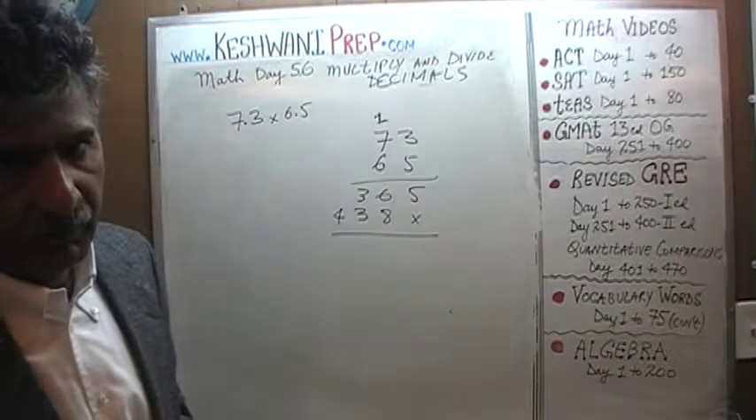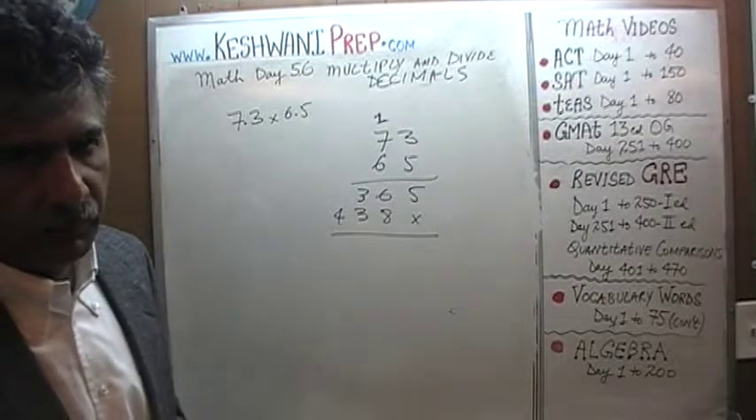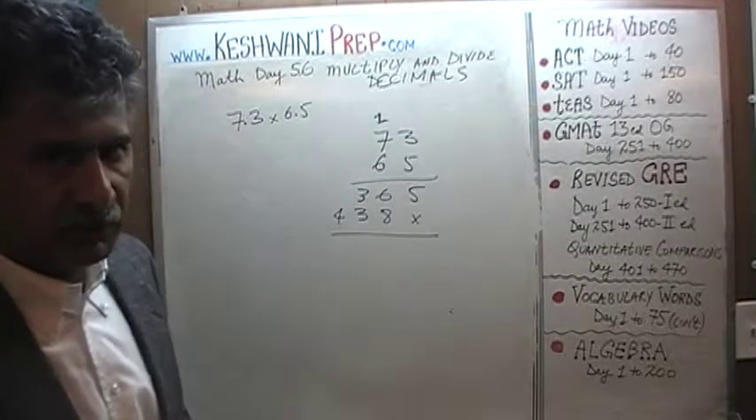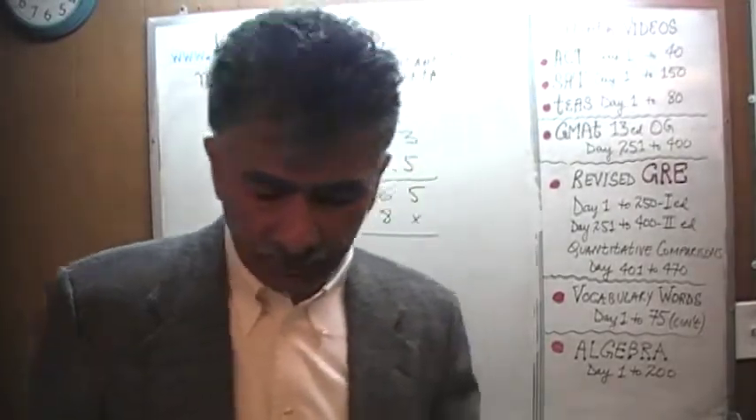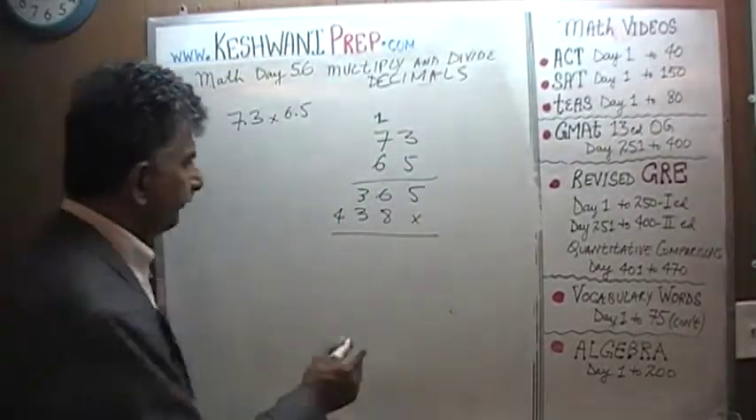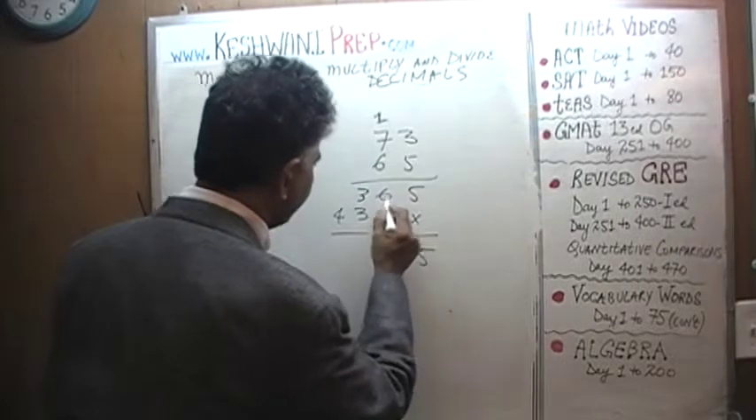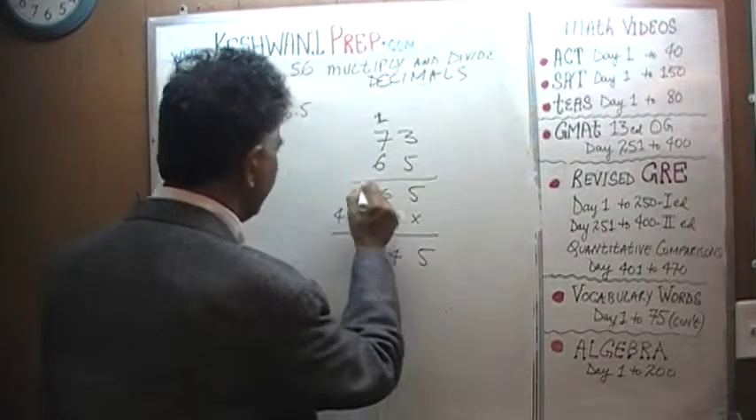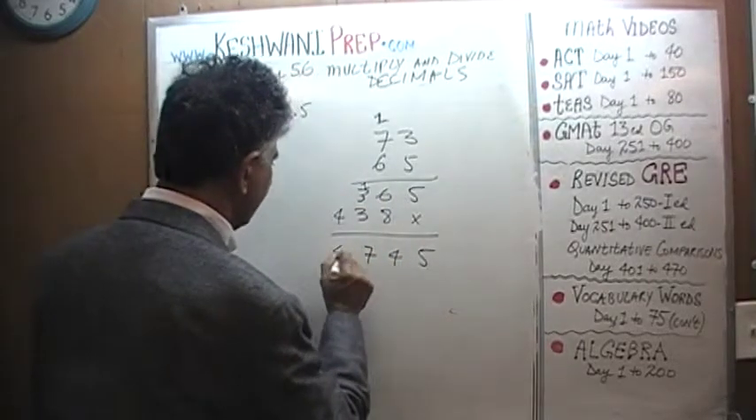You have to know your times table. We learned those times tables in the beginning of the series on day number 1 through 12. You have to know all your times tables from 1 through 12 by heart. That's it, we are done. Here we get a 5, 6 plus 8 is 14, 4 carry 1, we get a 7 and a 4.